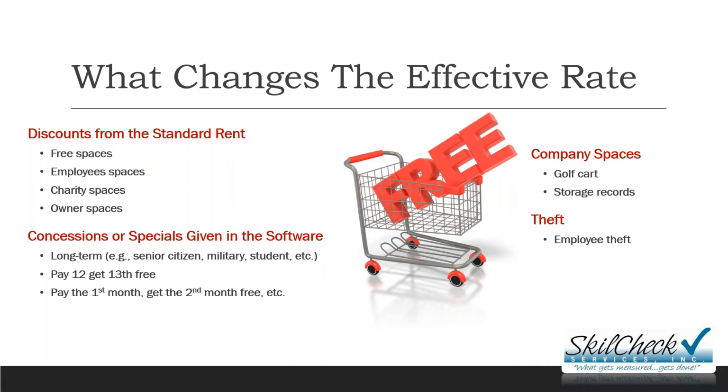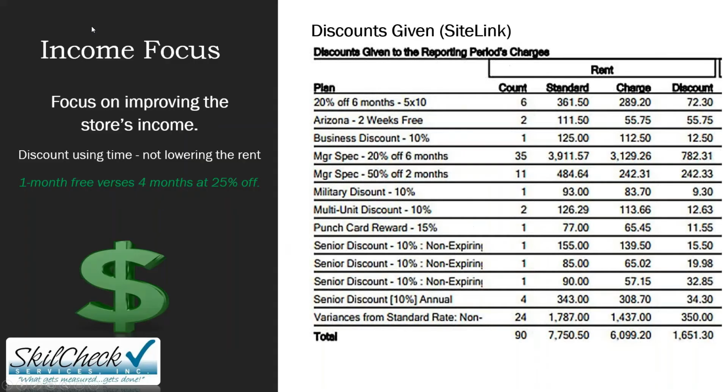So those are things you want to kind of watch also, is don't have too many company spaces. You need to be careful about that, and even giving the free ones. And also, where you put your storage records, try to keep everything to a minimum and don't have more than you need. And then the other possibility of the thing that can affect the effective rate is employee theft. And that's one of the things that I do as an auditor. I look for employee theft.